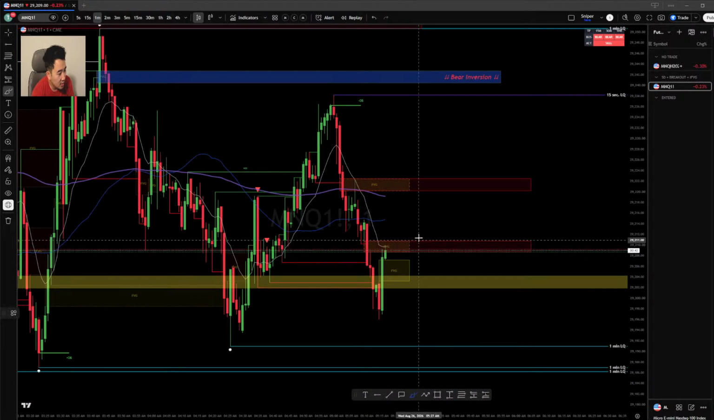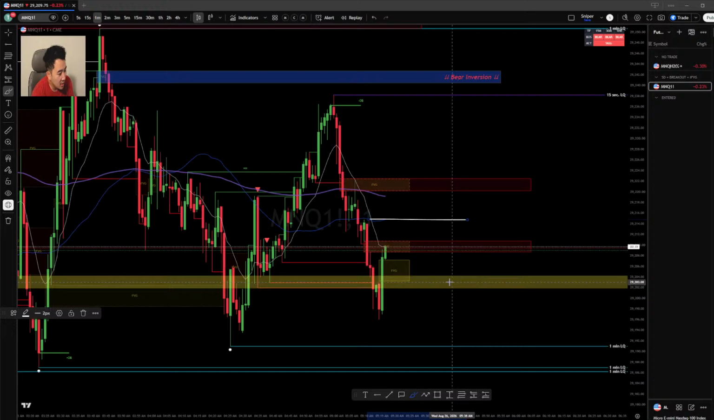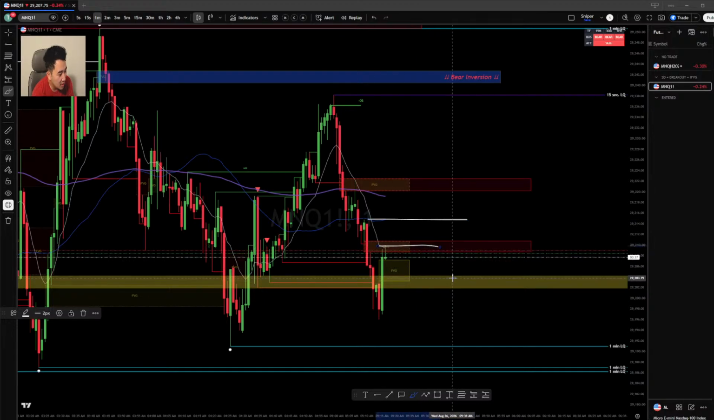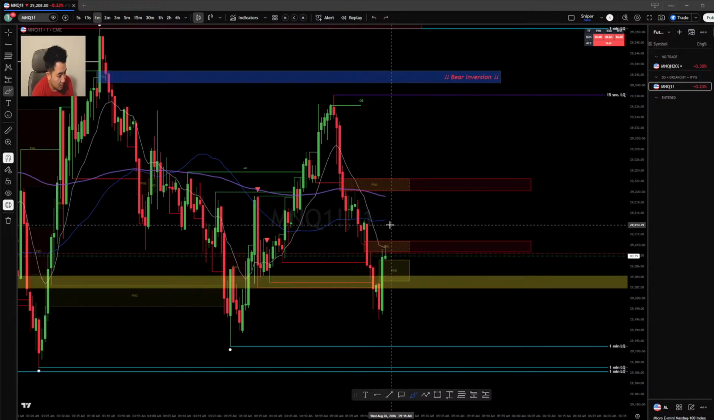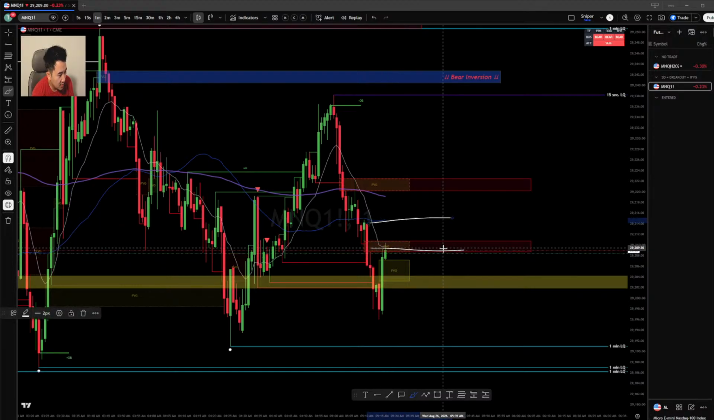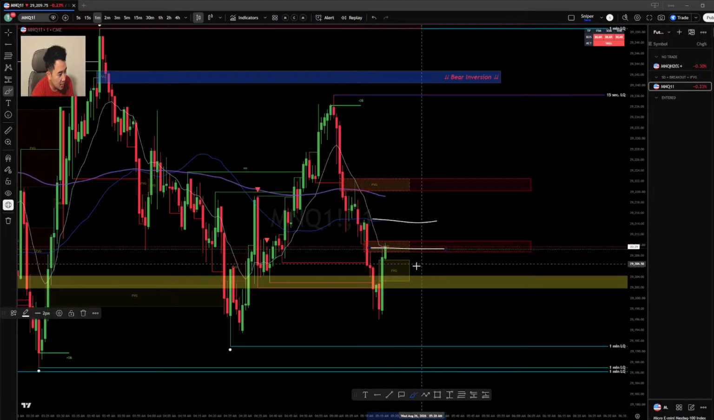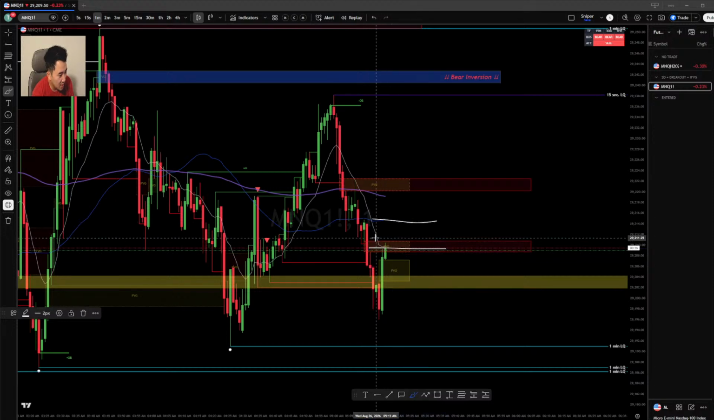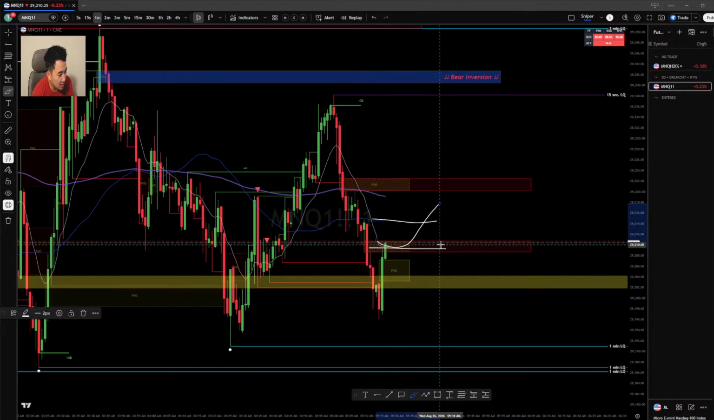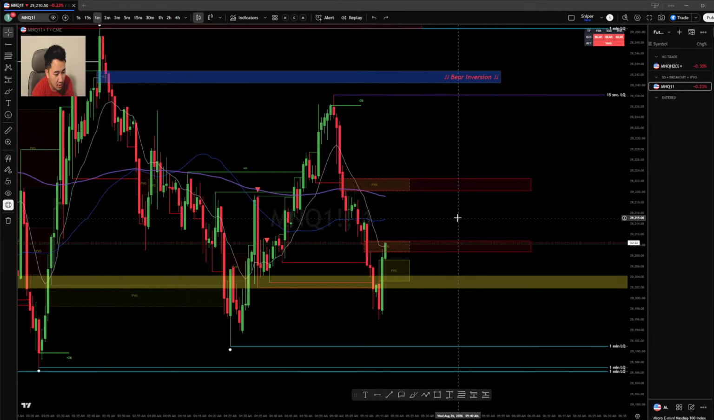But notice where the EMAs, SMAs, 50 EMA, 13 EMA, 50 SMA are. If it's lined up that way, then we can't take buys until these cross over. The 13 crosses over the 50.